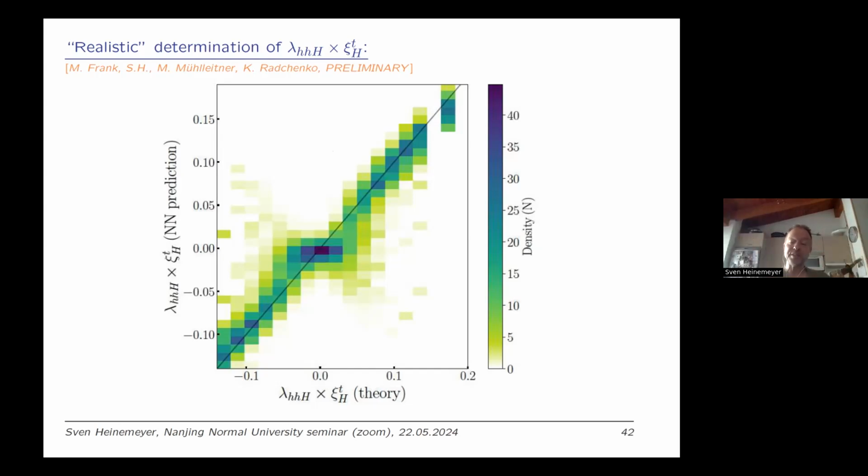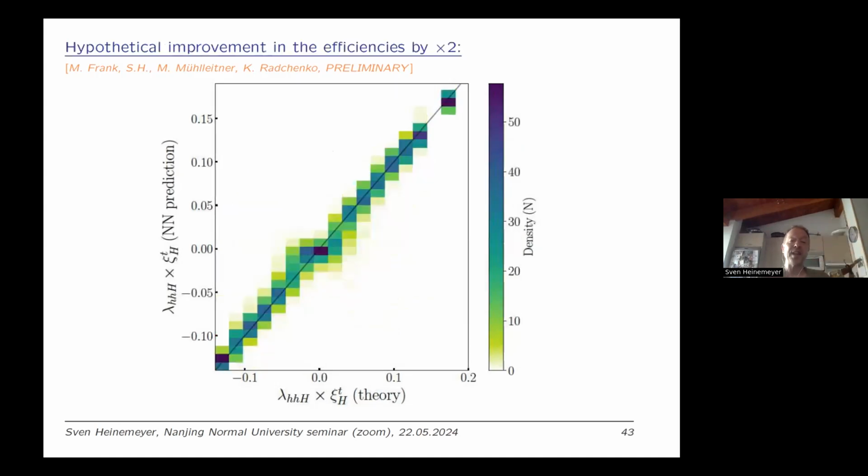If the efficiencies would be better by a factor of 2, which one may hope, because experimentalists always outperform themselves, then this result is obtained. And here we are really very close to the diagonal line, which tells us that, yes, with the neural network, although optically for us impossible, the neural network will be able to determine the BSM triple Higgs coupling quite accurately in this case here. And with this, I conclude.